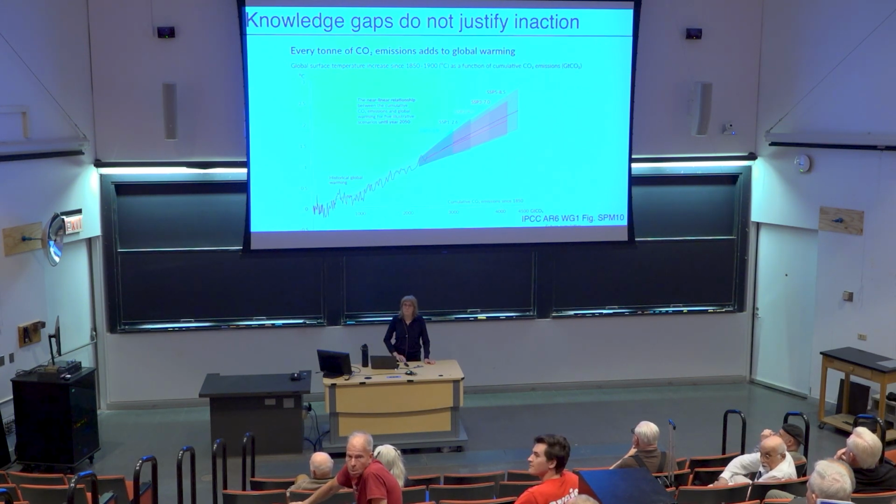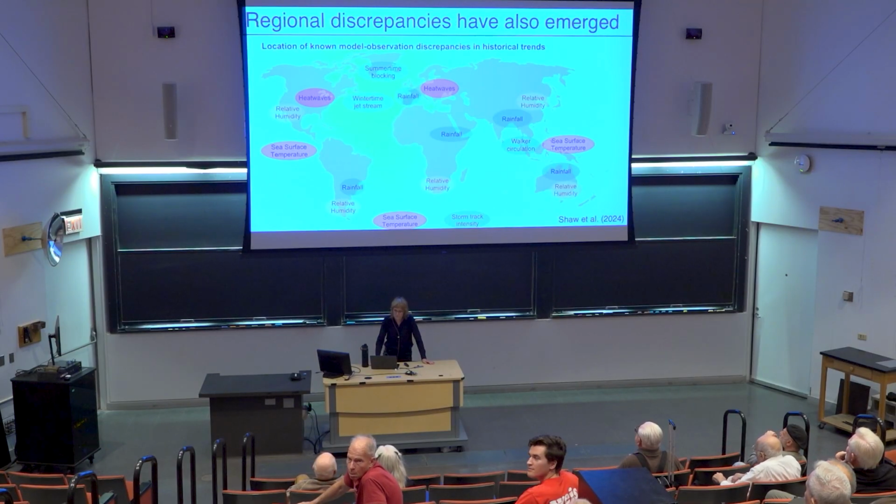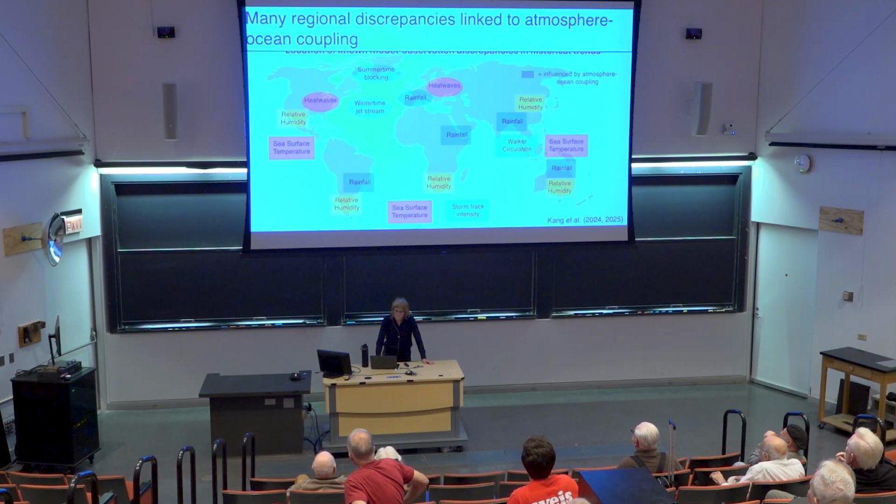Will do. Could you go back to the slide with discrepancies? Yeah. There's a lot of squares on that slide. Is the hope that if you figure out a better atmosphere-ocean theory, all those squares will go away? That's the hope.